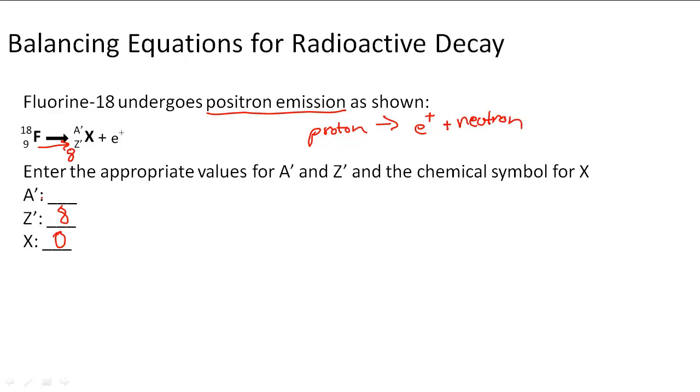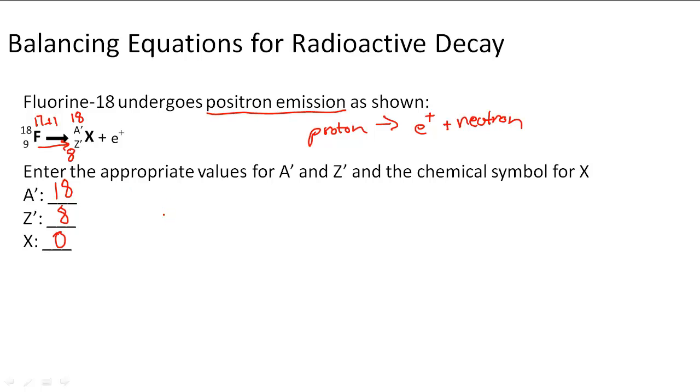Now we have to talk about the mass number. What happens to the mass number? Now that we've lost a proton, the mass number would go down by 1. It would become 17. But since we gain a neutron, we can add 1 again, and it remains the same at 18. So 18 would be A prime.